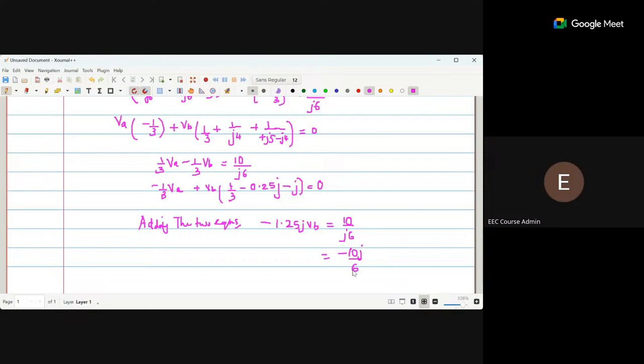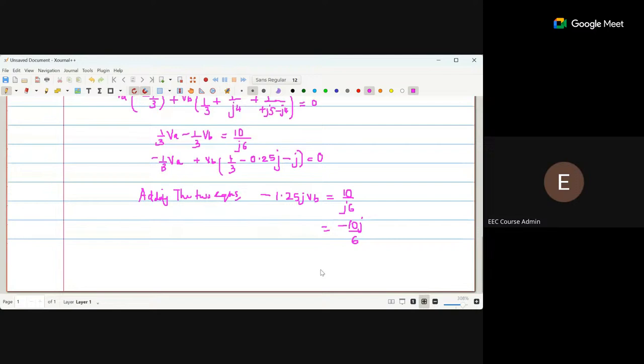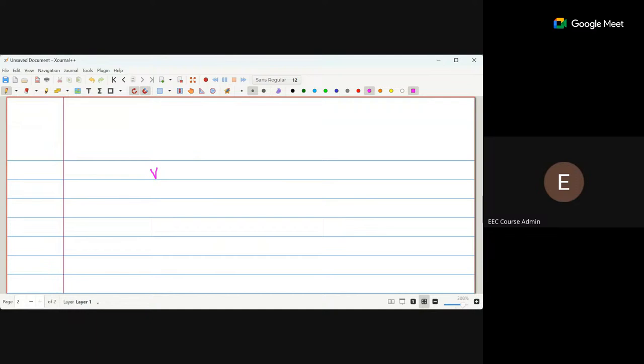1 by J I have written as minus J. Then you find out VB. Just check it with your calculator. Let me know whether you are getting minus 1.34 angle minus 180 degrees. Then you substitute this VB in one of the equations and try to find VA. Then you will get VA as minus 5.22 angle minus 104.5.